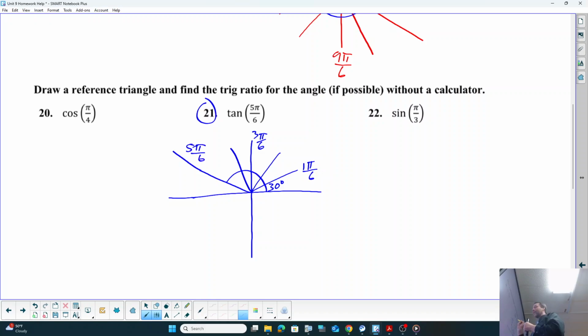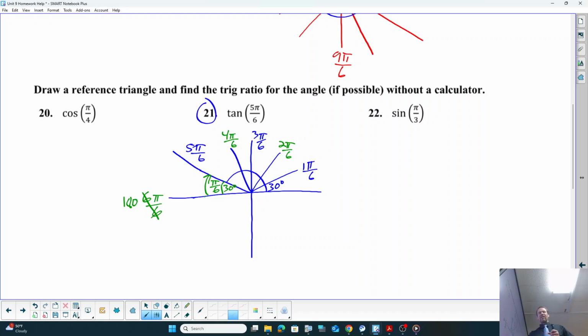The reason why I extended that line was so that we could draw a triangle. And the reference triangle specifically. So if that's 5 pi over 6, how much more would get us to 6 pi over 6? Which is pi, or 180 degrees. So how much more is that? 1 pi over 6, 2 pi over 6, 3 pi over 6, 4 pi over 6. Okay, so what's 5 pi over 6? How do we get to 6 pi over 6? So the reference angle is pi over 6 radians, and pi over 6 radians is the same as 30 degrees.